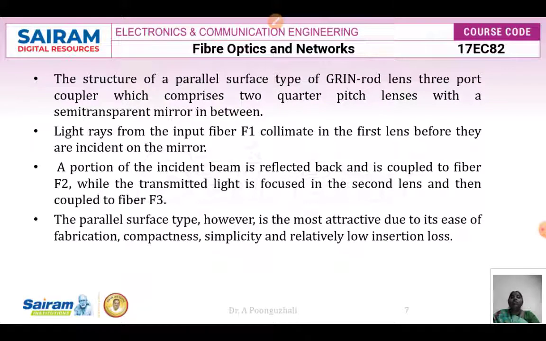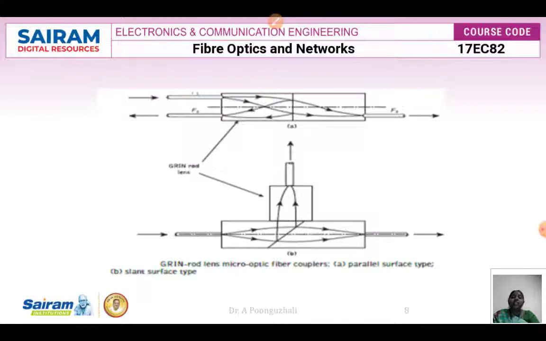So we are going to go for the structure of the parallel surface type of graded index rod lens 3 port coupler. Here we are going to have two quarter pitch lenses with a semi-transparent mirror in between them. You can see here, this is your graded index rod lens micro optic fiber coupler. It is going to have a parallel surface. Then we are going to have the 3 ports, F1, F2 and F3, and a mirror is going to be placed in between these parallel surfaces.